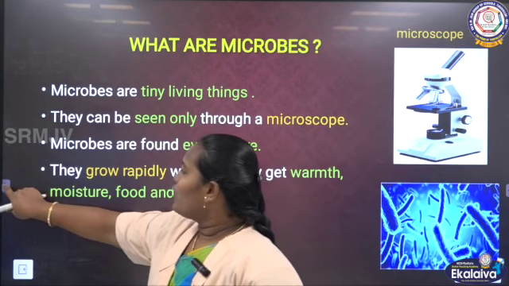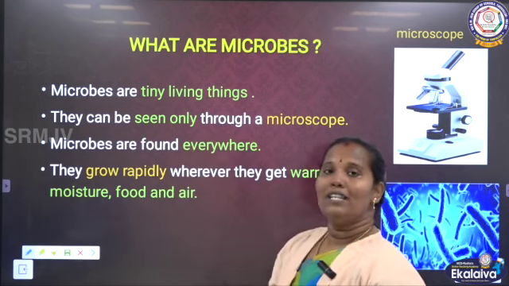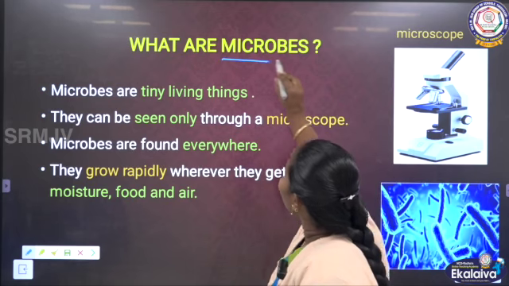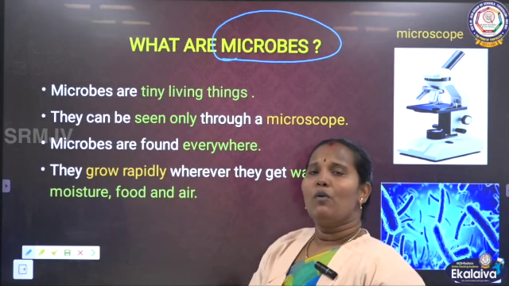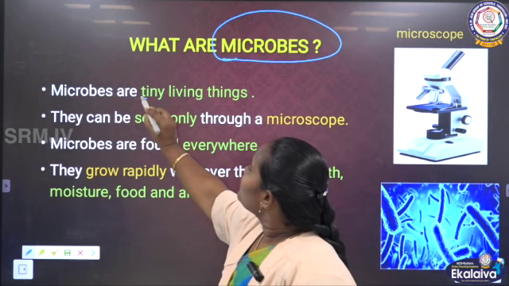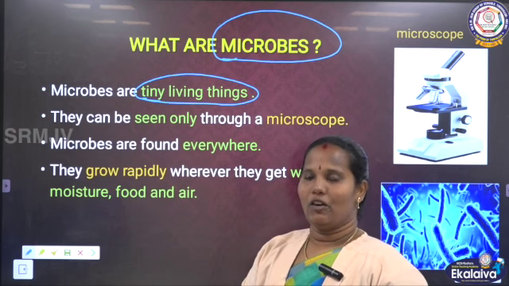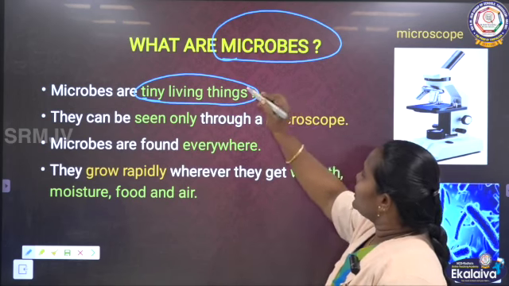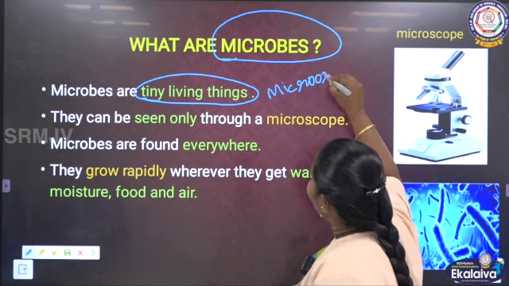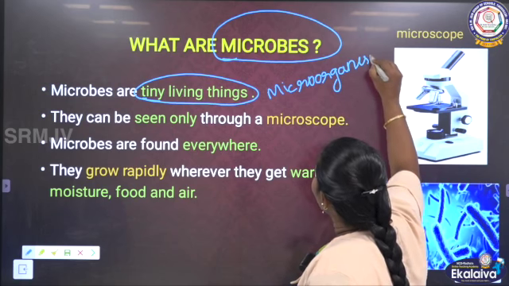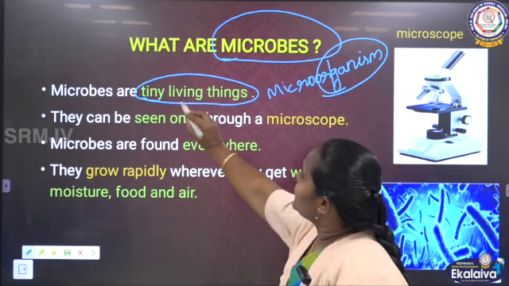What are microorganisms? This microorganism is otherwise also called microbes. What does microbes mean? Microbes are very tiny living things. It is also called microorganism. Organism means living thing.